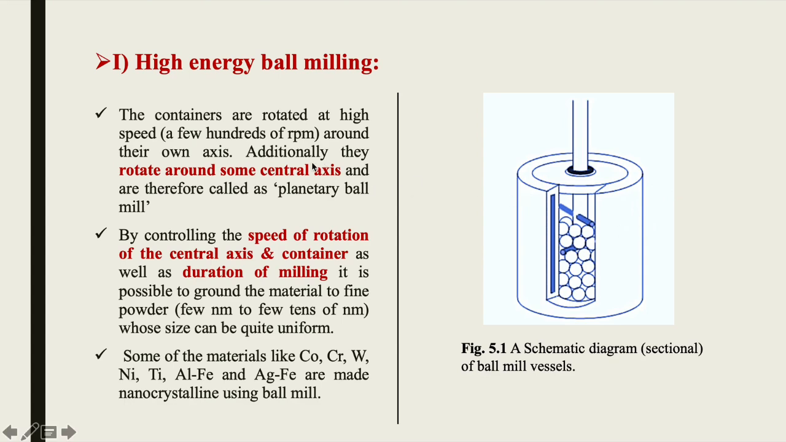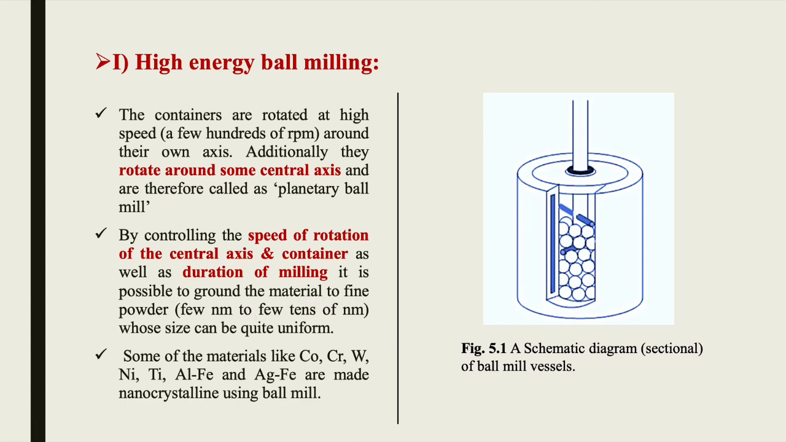Additionally, they rotate around some central axis, and therefore we call it a planetary ball mill. That's why the name is planetary, because it rotates in the planetary way. By controlling the speed of rotation of the central axis and the container, as well as the duration of the milling, it is possible to grind the material to fine powder. That's how we have to make the fine material.